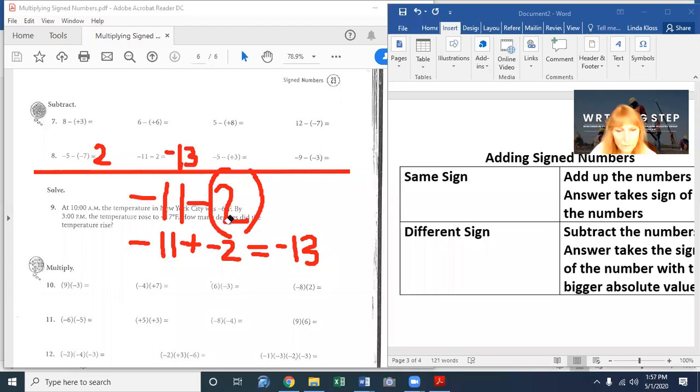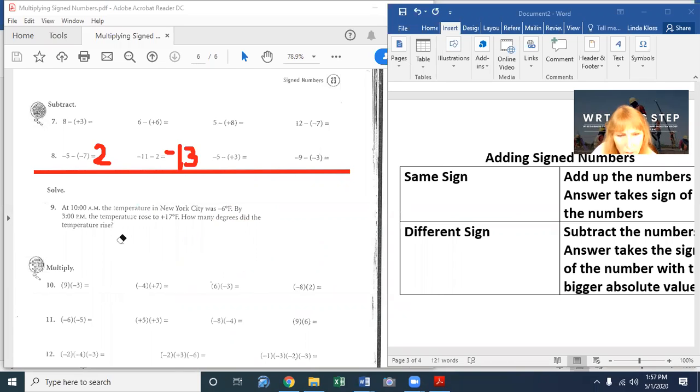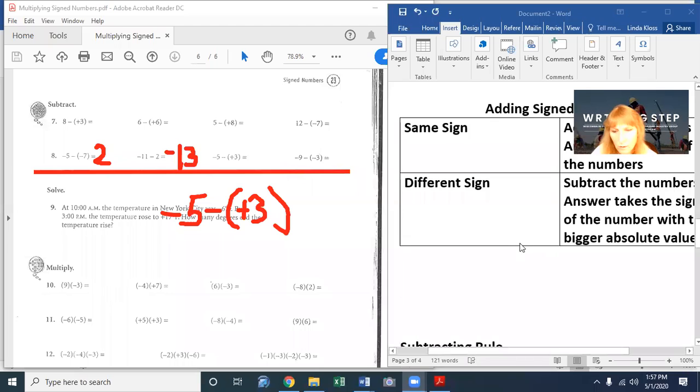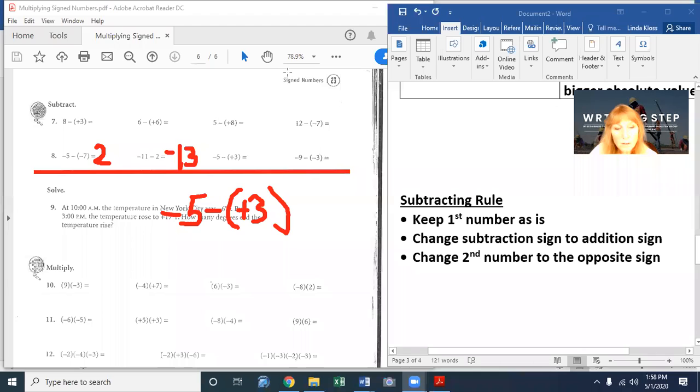Next one, let's get rid of all of this, is negative 5 minus positive 3. And again, they put the parentheses in there, but they won't always do that on a test. Negative 5 minus positive 3. Follow our rules for subtraction. Keep the first number as it is, the negative 5. Change the subtraction sign to an addition sign. Change the number in parentheses, the second number, to the opposite sign, negative 3.